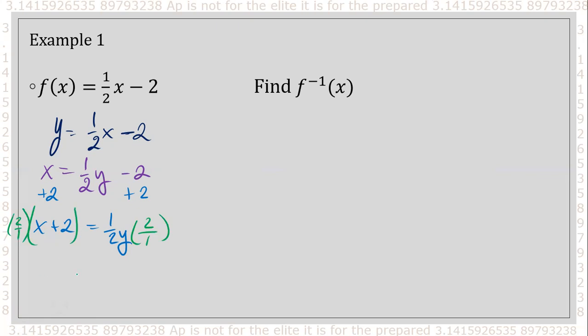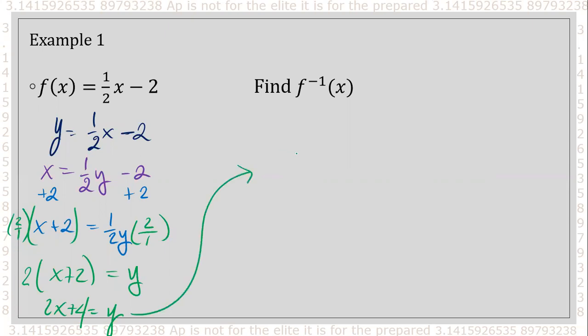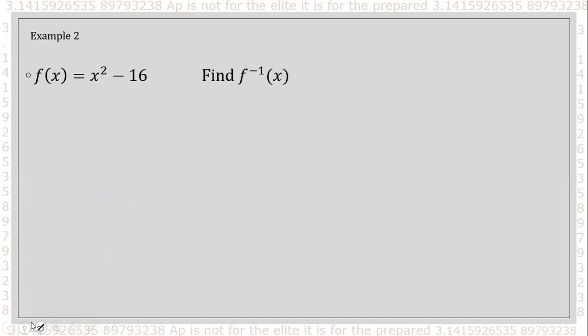Okay. So I distribute that. Remember, this is just 2 times x plus 2 is equal to y. And you just simplify: 2x plus 4 is y. Oops, and that looks pretty bad. I'm going to push you to write it in its correct form. So f inverse of x is 2x plus 4. That should be your solution. Hopefully you got that right. Let's go ahead and try another one.